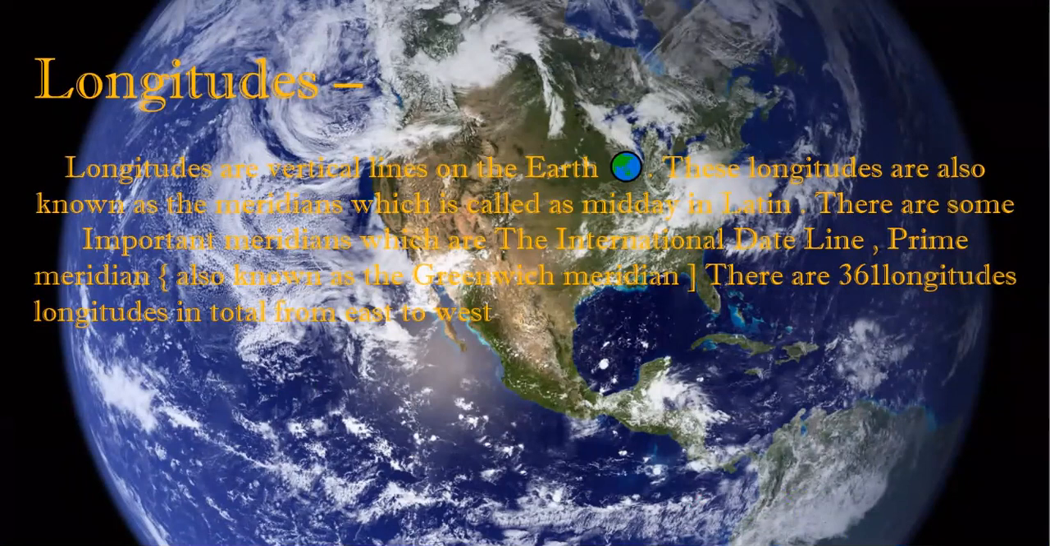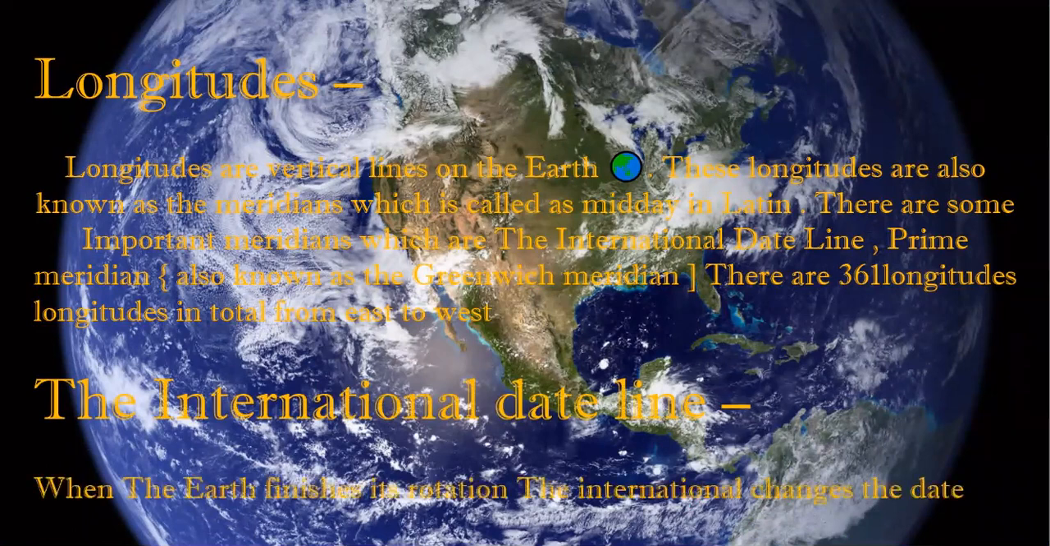There are 361 longitudes in total from east to west. The International Dateline: when the Earth finishes its rotation, the International Dateline changes the date.